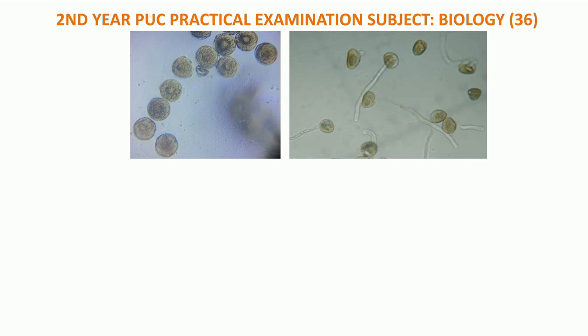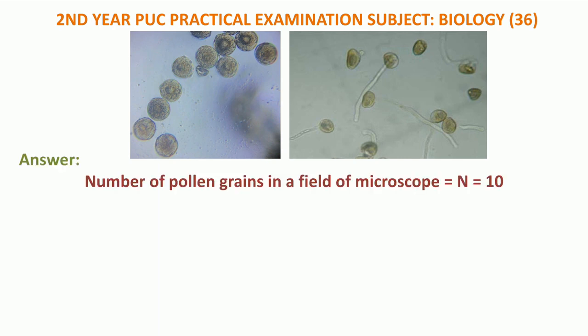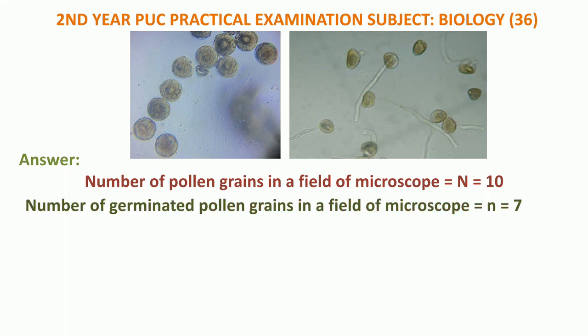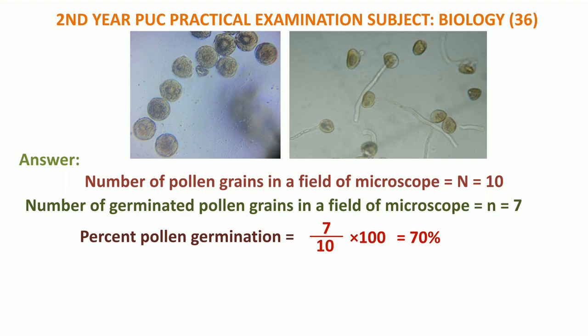If you get this type of pollen germination, you should write the answer in the answer sheet like this. The number of pollen grains in a field of the microscope, capital N, is equal to 10. The number of germinated pollen grains in a field of the microscope, small n, is equal to 7. And the percentage of pollen germination is equal to 7 by 10 into 100, which is equal to 70%.